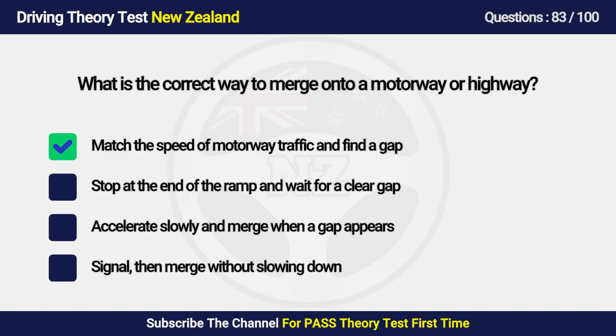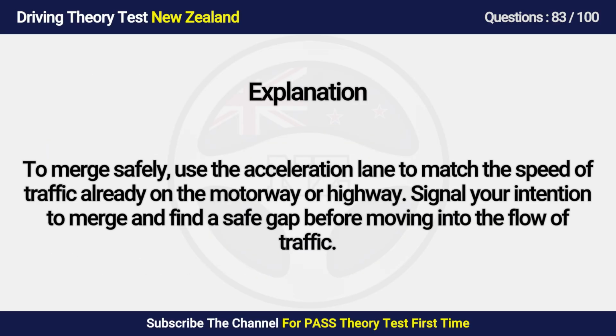Answer is A. Match the speed of motorway traffic and find a gap. To merge safely, use the acceleration lane to match the speed of traffic already on the motorway or highway. Signal your intention to merge and find a safe gap before moving into the flow of traffic.